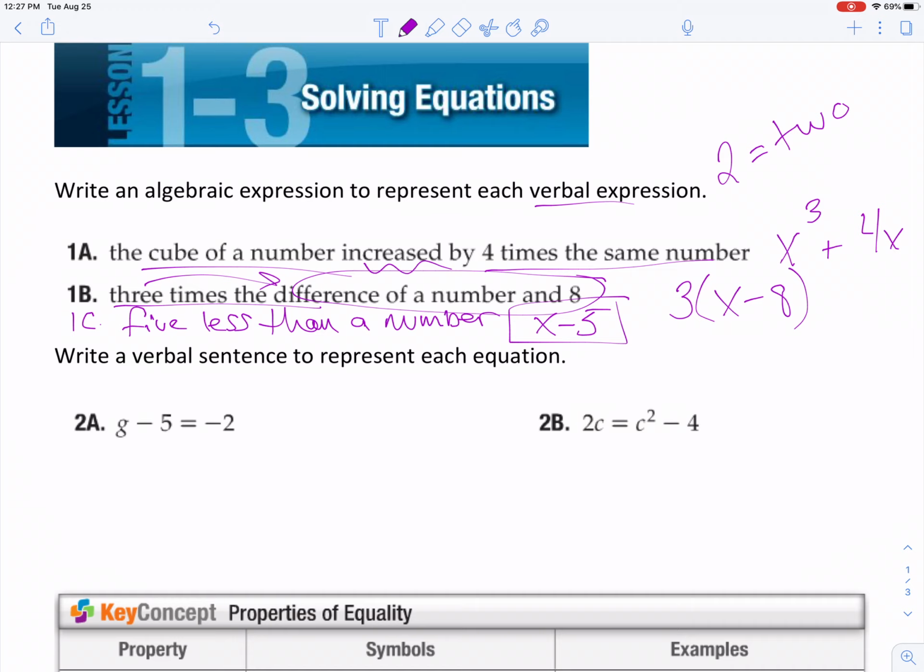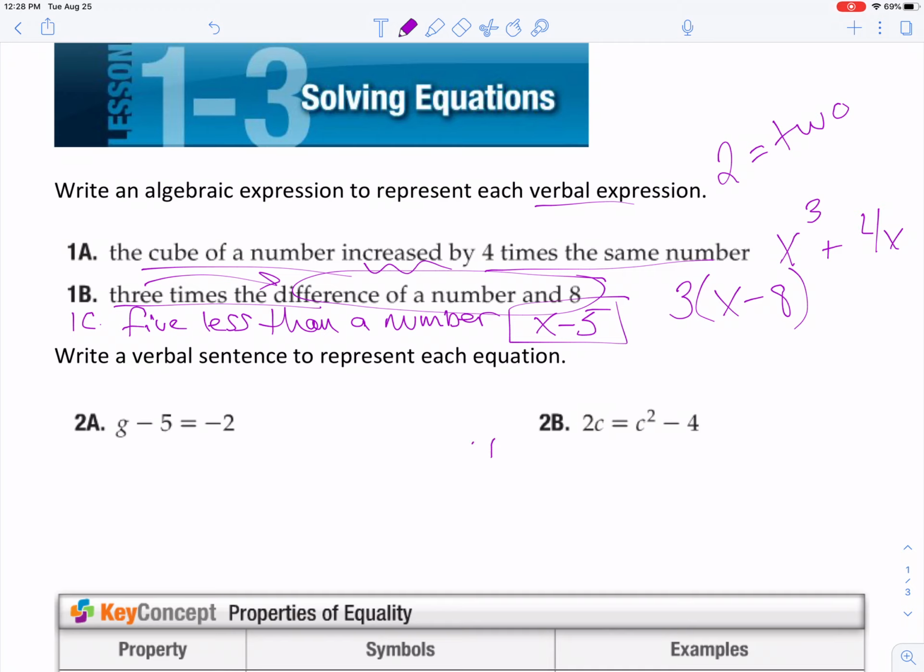Now, when we go to write a verbal sentence when given the algebraic expression or equation, read it out loud, and basically that's exactly what you get to write down. The exception is going to be over here where it says 2c. If I read that out loud, I would just say 2c equals c squared minus 4. But I need you to tell me what operation is happening there: addition, subtraction, multiplication, or division. And it would be multiplication.